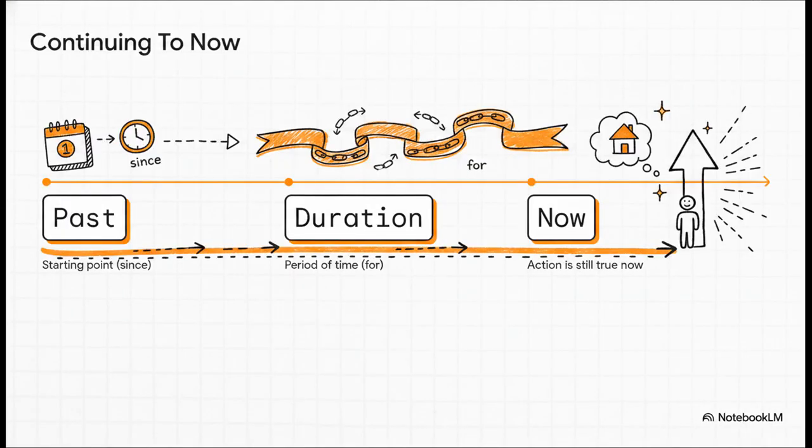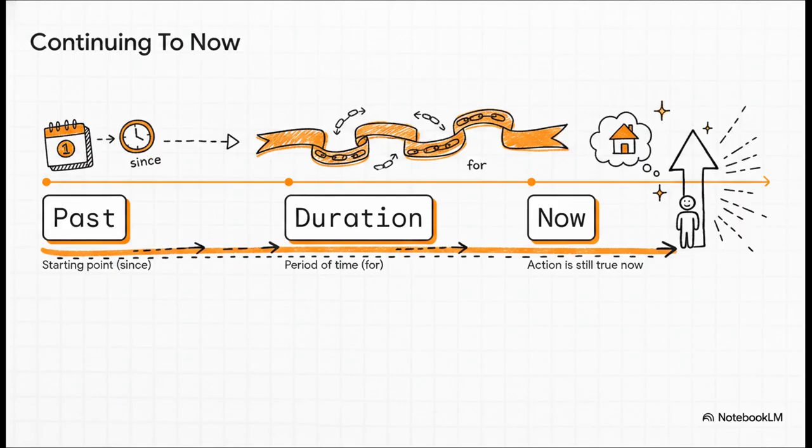Moving on to our second scenario, actions that continue until now. Imagine an action started in the past, let's say 2020, and it is still completely true today, 5 years later. The magic keywords here are for and since. And here's the difference, because it's important. We use for to show a duration or period of time, like I have lived here for 5 years.